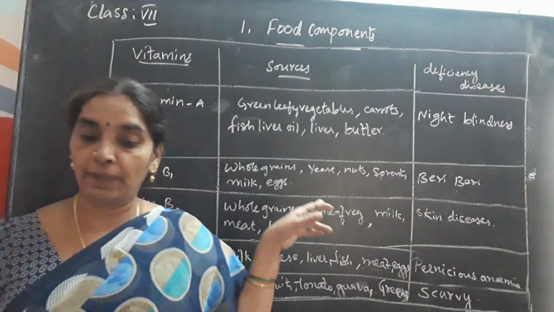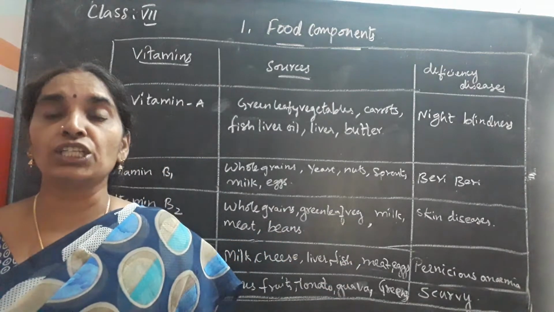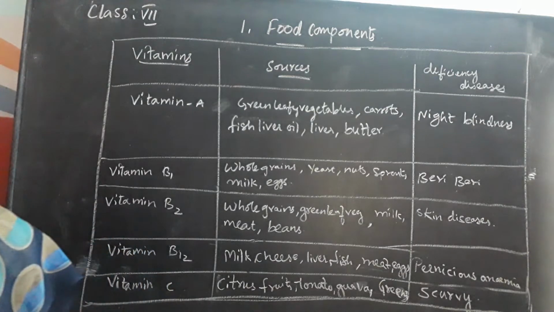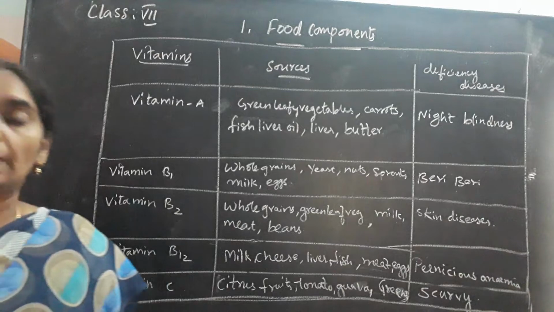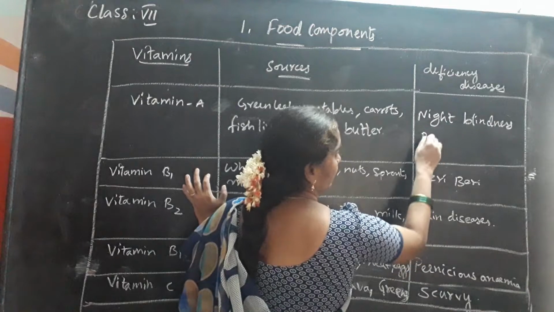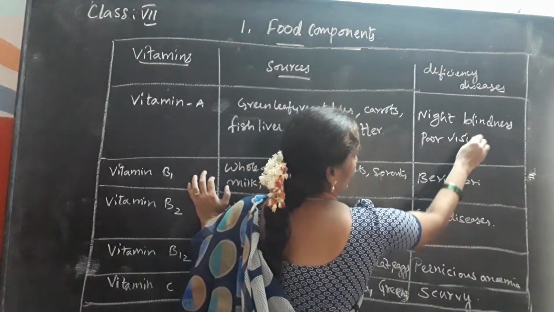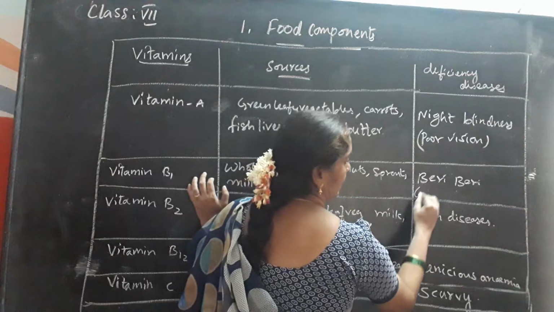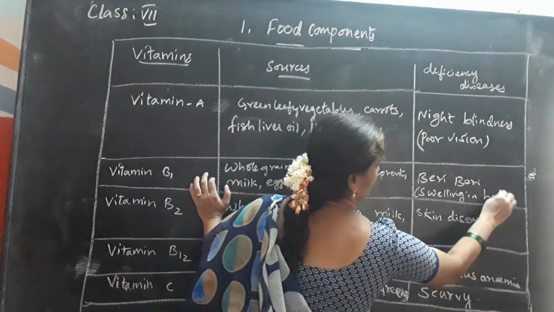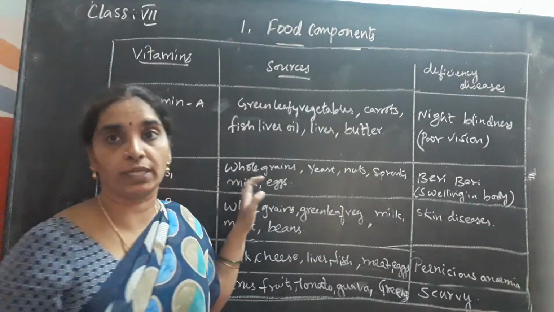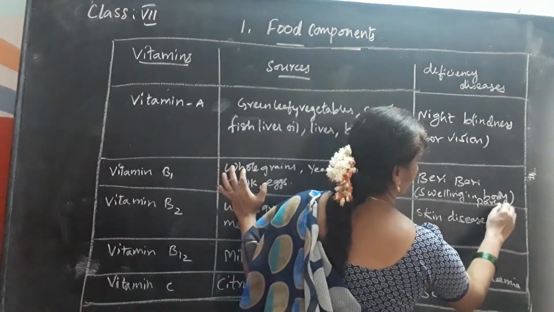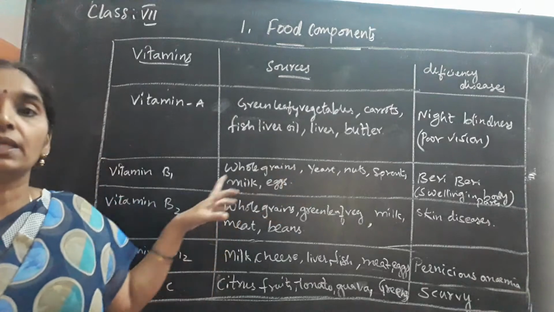Next, B1, beriberi disease, and it is a disease which includes extreme weakness in our body. It leads to extreme weakness in our body, swelling of legs, loss of appetite and weight. Here, night blindness, poor vision. Here, swelling in the body parts, and it weakens our body in this disease, beriberi disease. These are the symptoms of the disease.